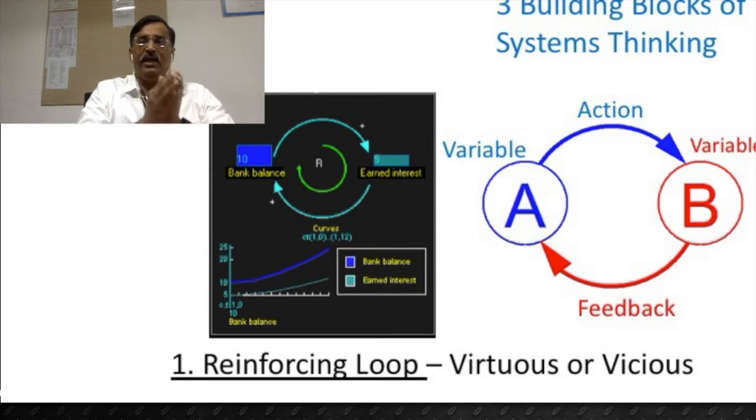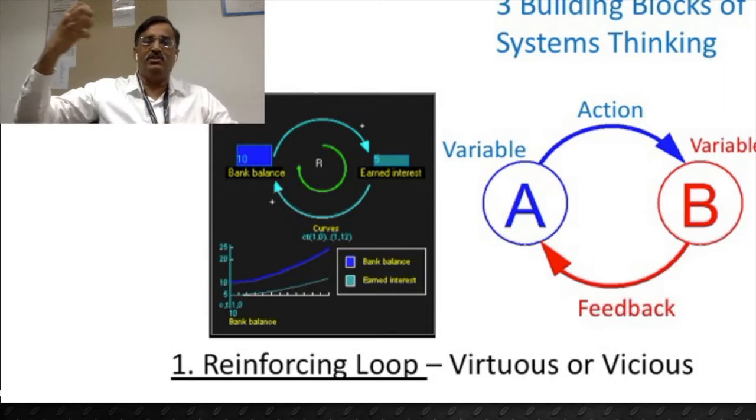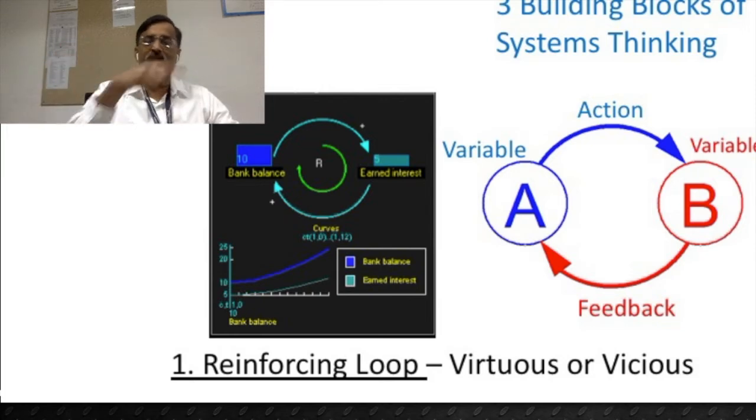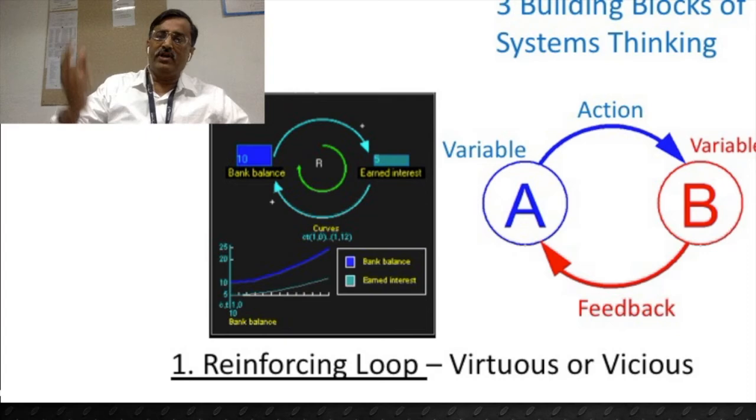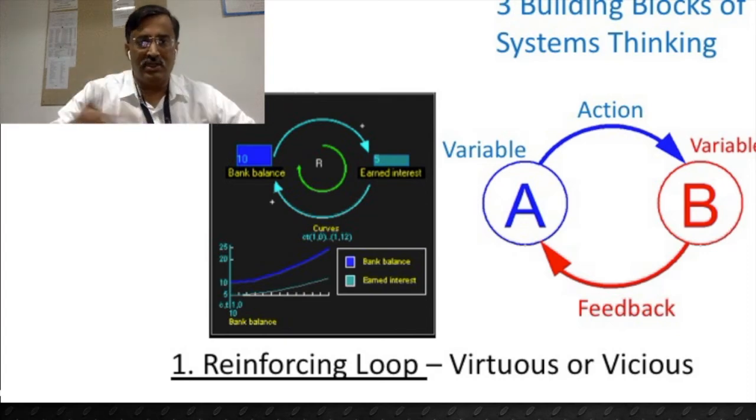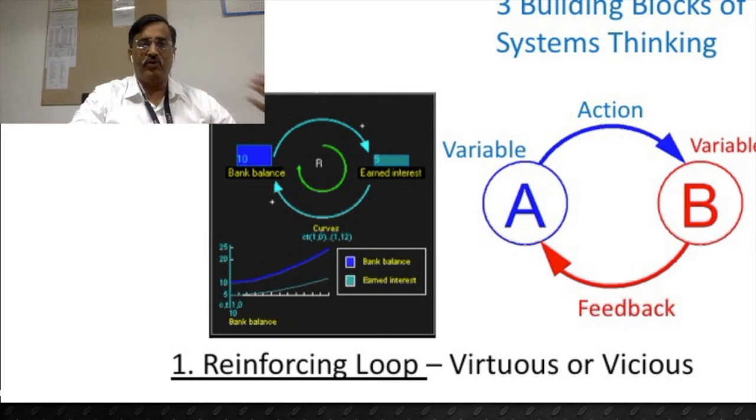So a variable A on which you take an action impacts variable B, which gives you feedback which further reinforces variable A. So the bank interest is a virtuous loop where the deposit keeps growing. On the other hand, when there is a bank run, when everybody starts withdrawing money, you have set a vicious loop in motion. Now, whenever there is a growth, there is a reinforcing loop.